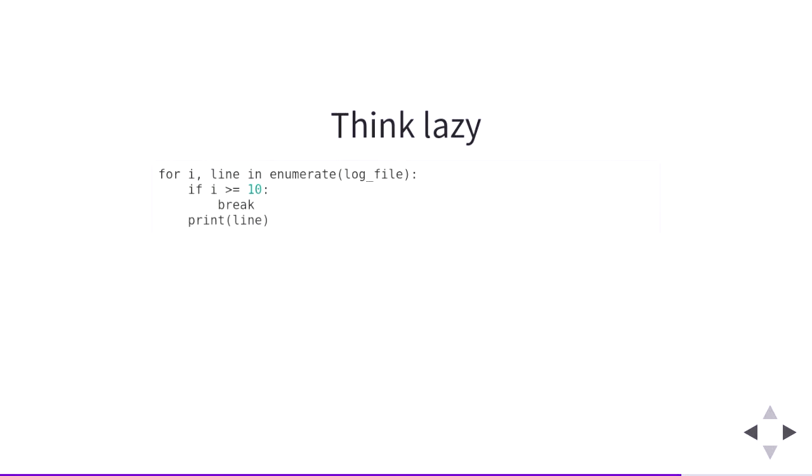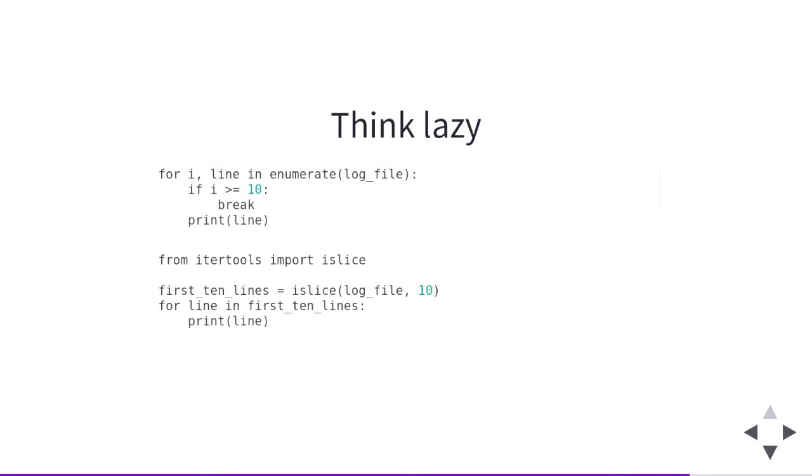This code prints out the first 10 lines of a log file. Notice we have an early break here. This code does the same thing. We're using a helper function, though, a helper function that's built into the standard library, to grab just the first 10 lines off of this log file, because we know that this log file is an iterator, and we can use the islice function to work with iterators and grab those first 10 lines.